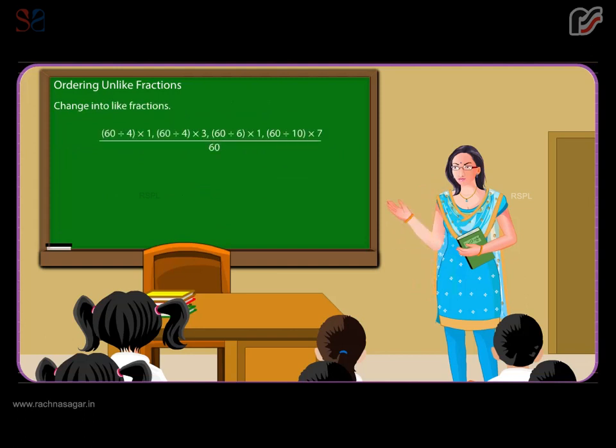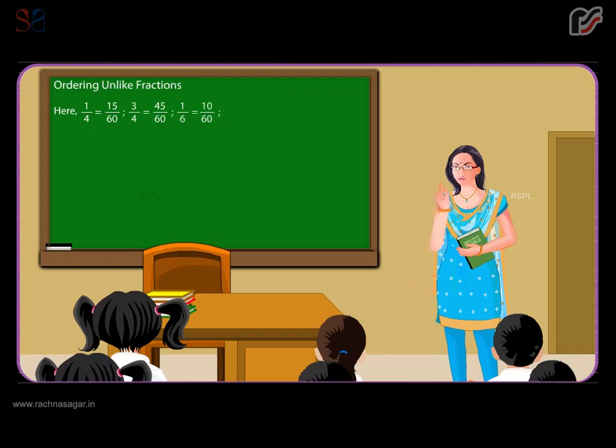60 divided by 4 multiplied by 1, 60 divided by 4 multiplied by 3, 60 divided by 6 multiplied by 1, 60 divided by 10 multiplied by 7, whole divided by 60, is equal to 15 multiplied by 1, 15 multiplied by 3, 10 multiplied by 1, 6 multiplied by 7, whole divided by 60, which is equal to 15/60, 45/60, 10/60, and 42/60. Here, 1/4 is equal to 15/60, 3/4 is equal to 45/60, 1/6 is equal to 10/60, and 7/10 is equal to 42/60.